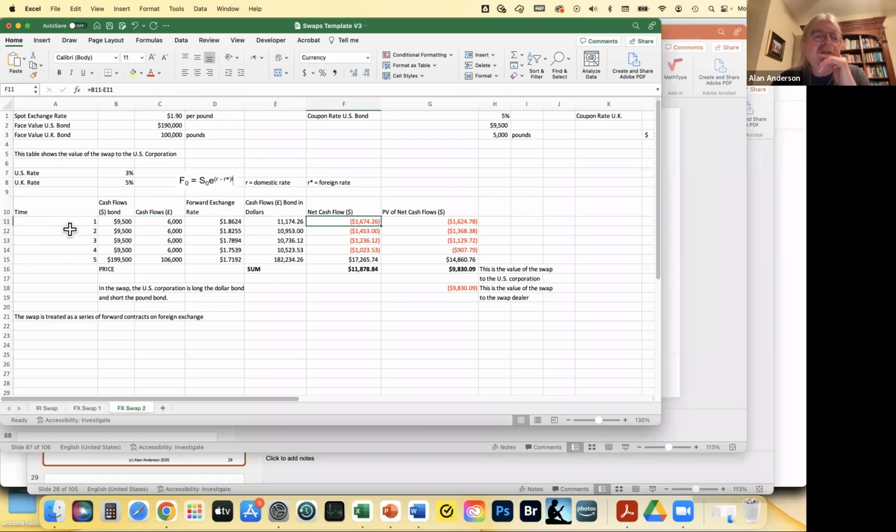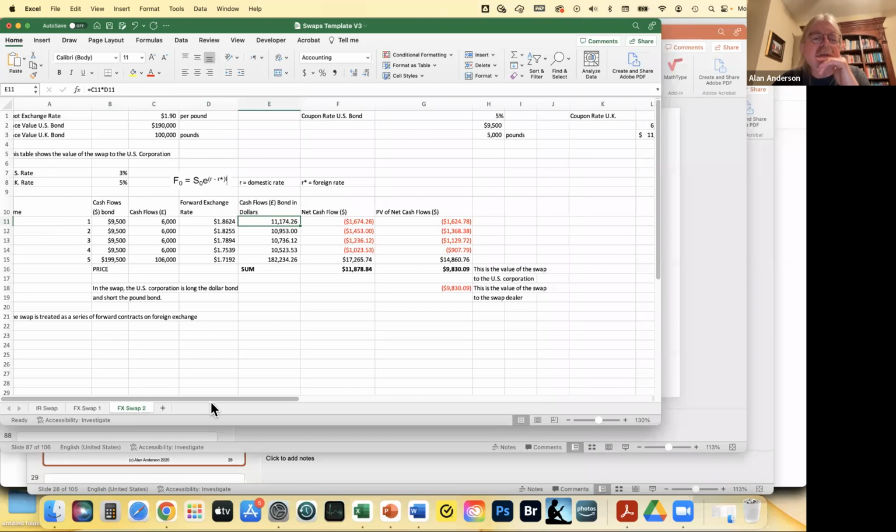Now, the net cash flow is the difference between columns B and E, because remember, this is the cash flow to the dollar bond. This is the cash flow to the British pound bond, where both of them are now expressed in dollars. In fact, we probably should have turned this into dollars here, but I didn't. And so now here's the difference between the two.